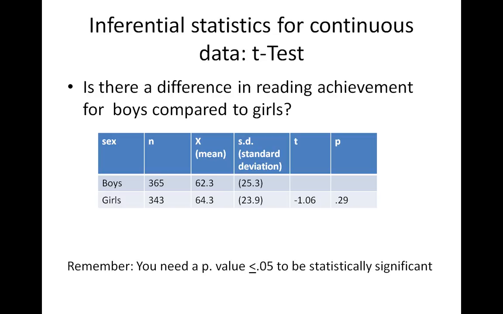Not much difference there. You can also see that their standard deviations overlapped a great deal, and therefore it was no surprise to me when the t-test was not significant. It indicated there was no significant difference between the achievement of boys compared to girls. Remember, you're going to need a p-value less than or equal to 0.05 in order to be statistically significant. What that means is that 95% of the time, you would not get one this large if it were by chance alone.